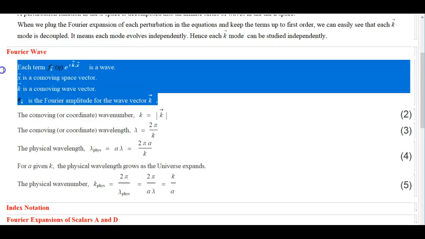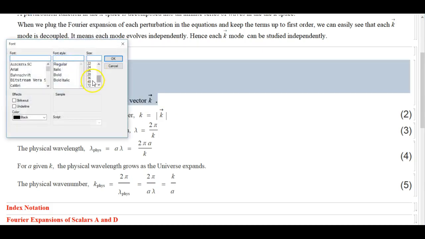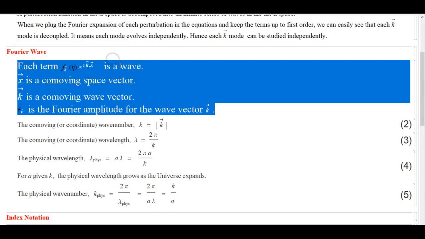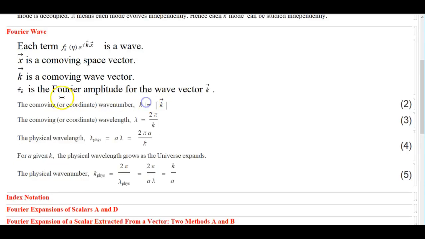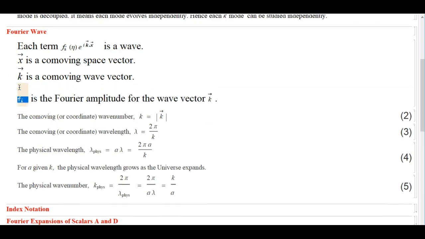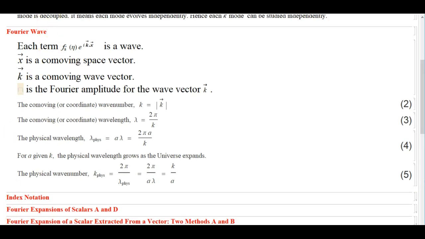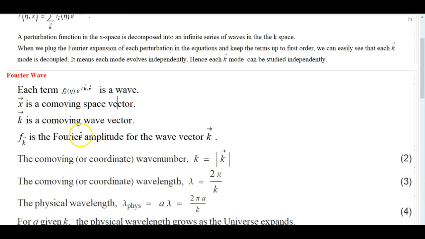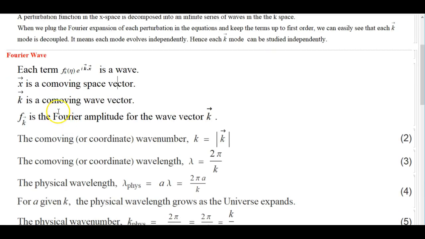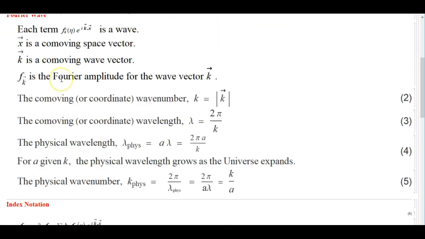Won't let me increase the font size. I have increased the font size to improve the readability.